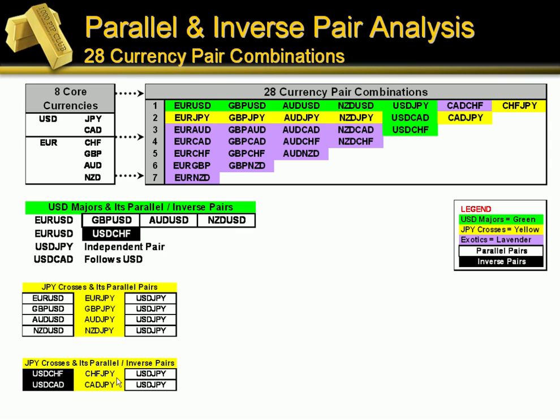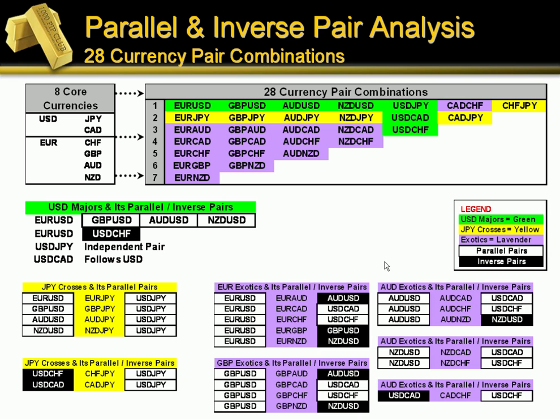Same with Swissy yen and CAD. For instance, Swissy yen, yen is on the right, hence USD yen is parallel to Swissy yen. But in case of USD Swissy, you'll notice Swissy is on the right of USD Swissy, whereas Swissy is on the left of Swissy yen, which makes USD Swissy an inverse of Swissy yen. And you can kind of figure this out on your own for the rest.